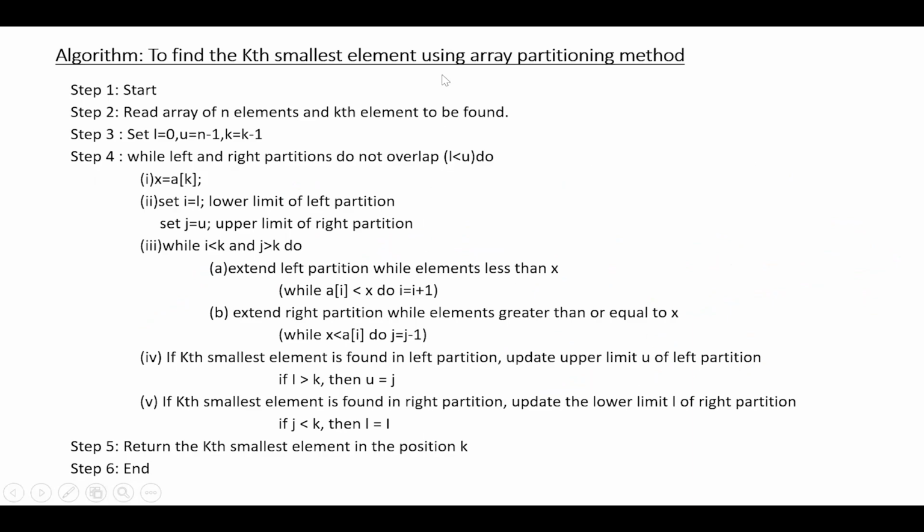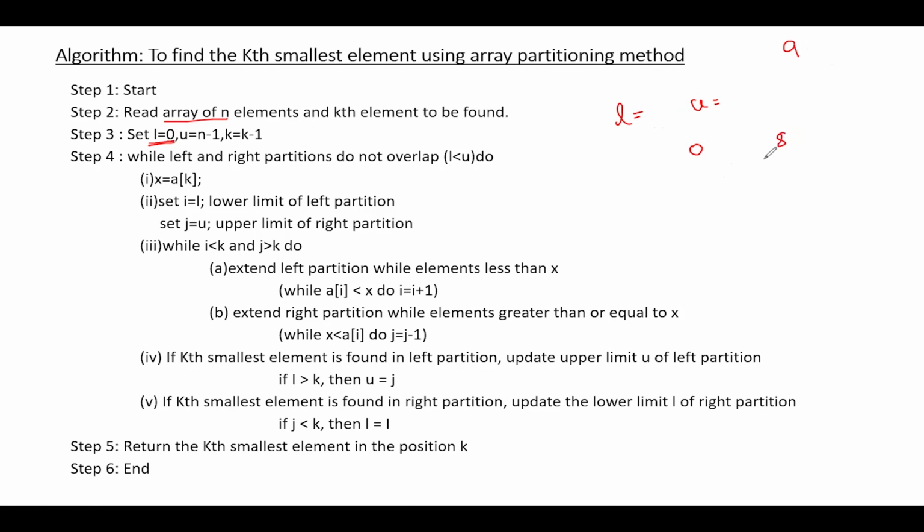Okay, so this is the algorithm. I'm going to read the array of n elements. Then I'm going to set L is equal to 0. So lower bound is going to be 0 and upper bound is going to be the number of elements minus 1. This is because, as you know, the array has a subscript starting from 0. If you have 9 elements, I have 0 to 8, which is once again nothing but 9 elements.